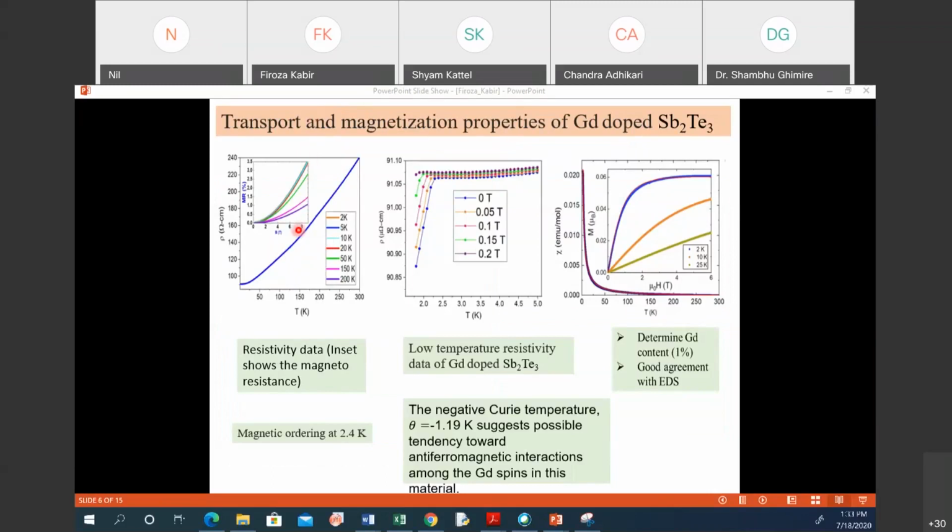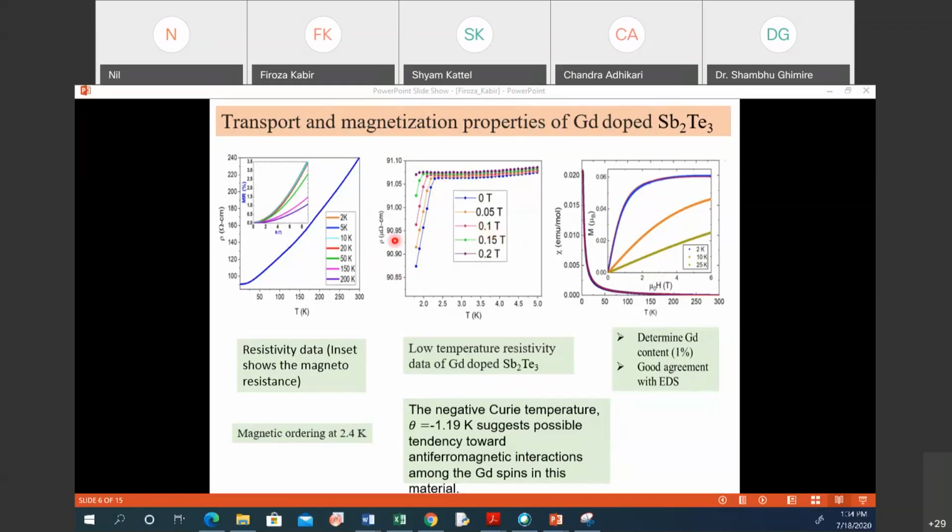This figure shows the temperature dependence of electrical resistivity, which has a typical metallic behavior in the whole temperature range. This inset shows the magnetoresistance of the sample, where the magnetoresistivity is relatively small, around 3.5%. Interestingly, at low temperature, the resistivity data shows a weak anomaly at around 2.4 Kelvin, which might suggest the presence of long-range antiferromagnetic ordering.